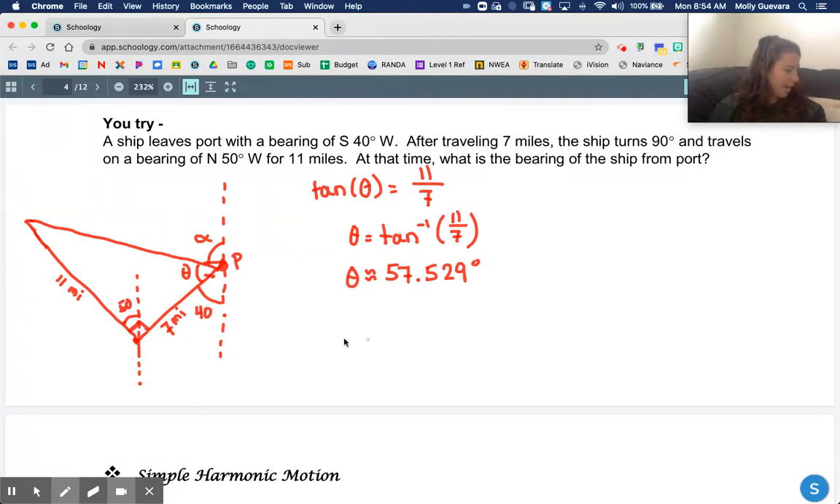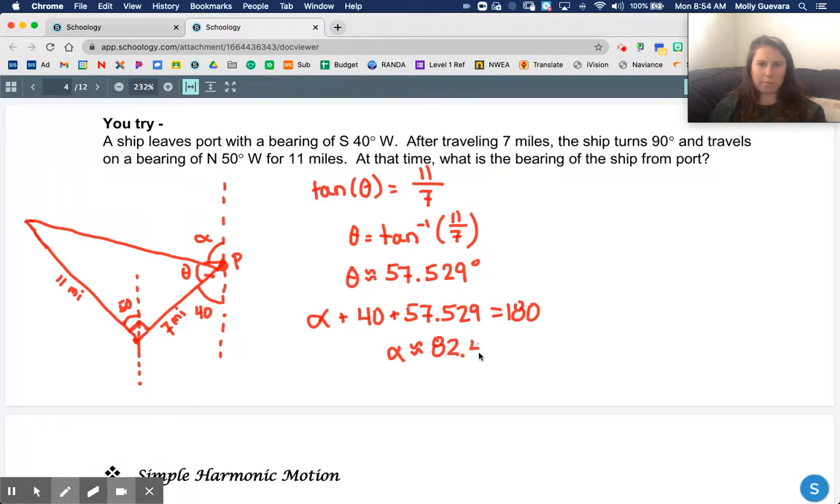Okay. So now I know that alpha plus 40 plus 57.529 equals 180. So I can easily solve this for alpha, and I get that alpha is approximately, I'm still using approximately because I rounded this 57.529, 82.471 degrees. So that's great, but it wants the bearing, right?